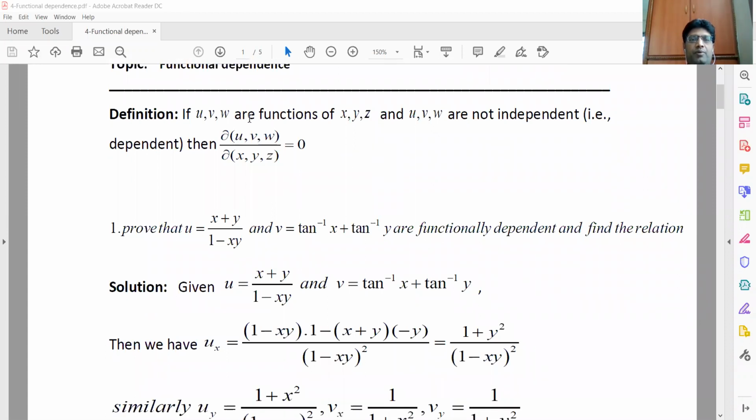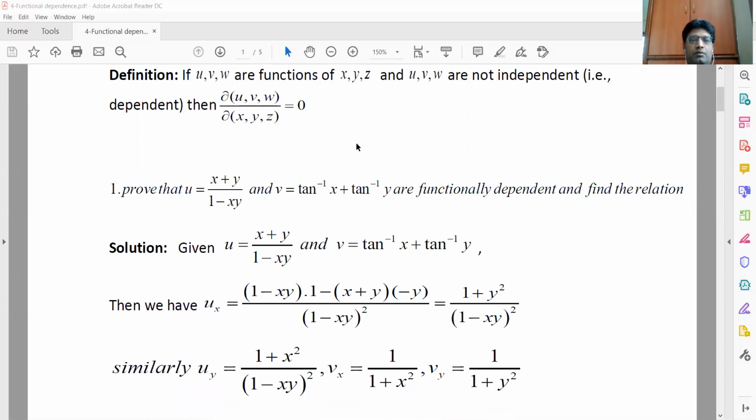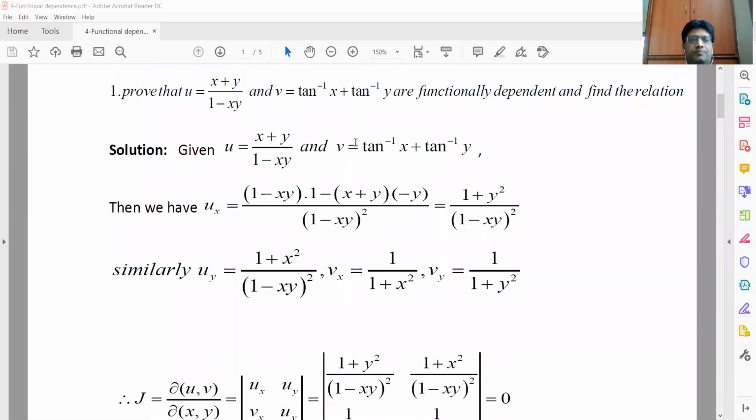If u, v, w are functions of x, y, z and u, v, w are not independent, that means they are dependent, then the Jacobian of u, v, w with respect to x, y, z must be 0. So whenever u, v, w are dependent functions, the Jacobian with respect to the independent variables x, y, z must definitely be equal to 0. Now we'll see this by problem.